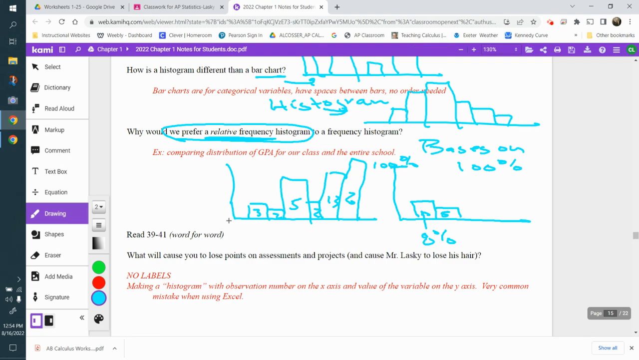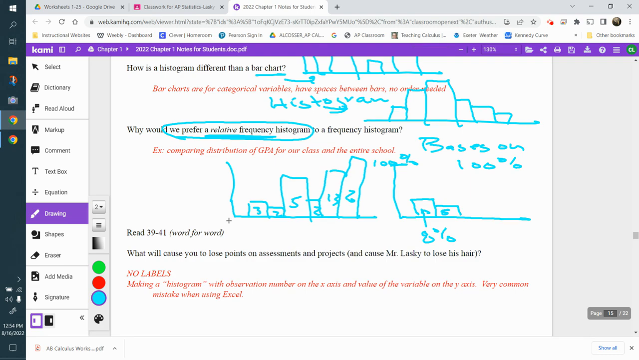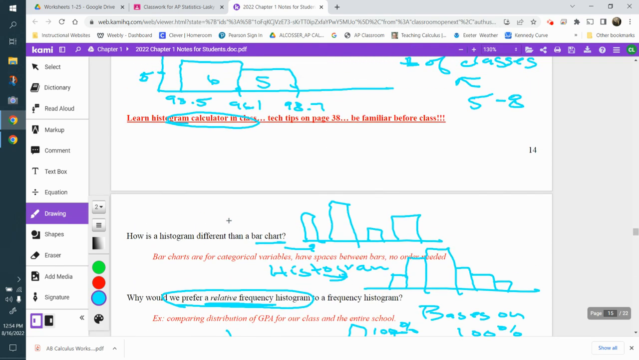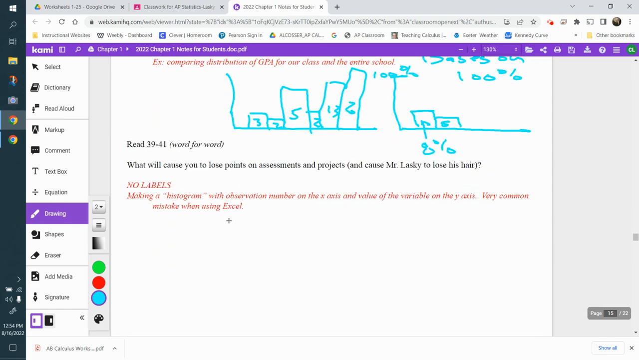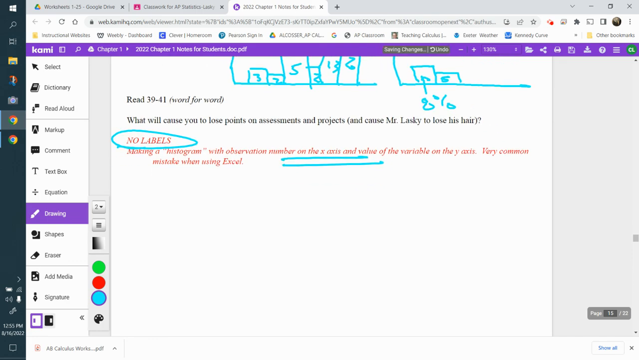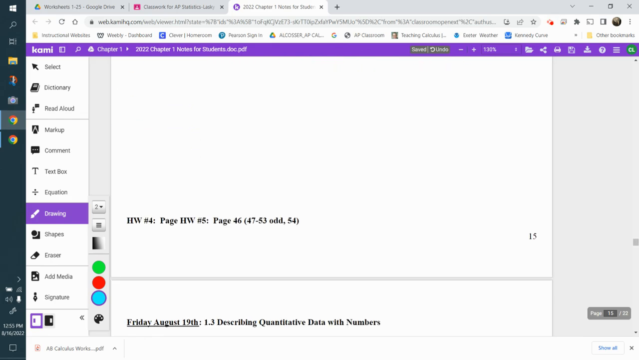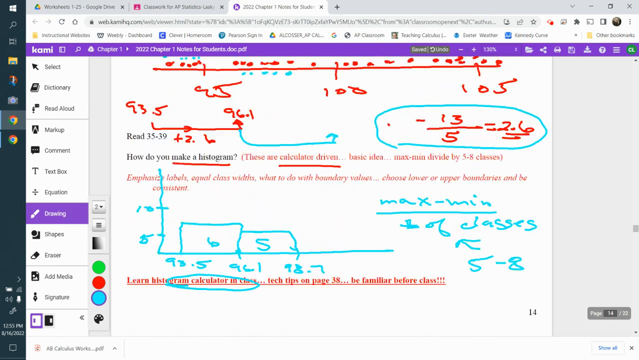Again, we're going to do some of these in class, which will make it easier, and we're going to generate them with the calculator. How are you going to do it? Don't do labels, okay? And then don't mess up your x-axis. And we're going to talk about that. It's a very common mistake using Excel, but not us really. Okay, so that's the basic idea.